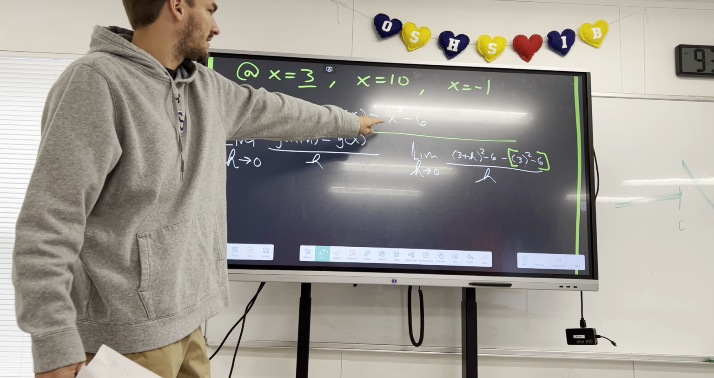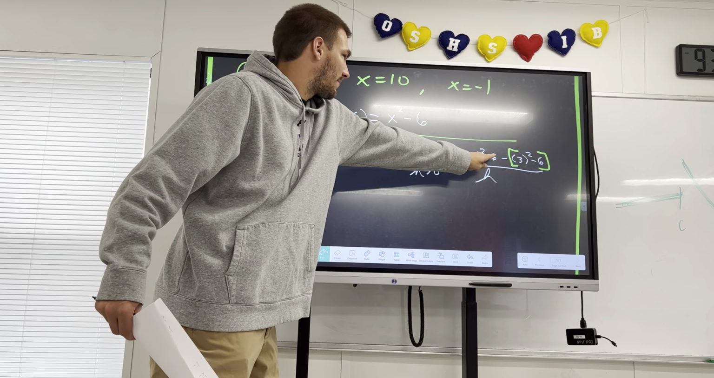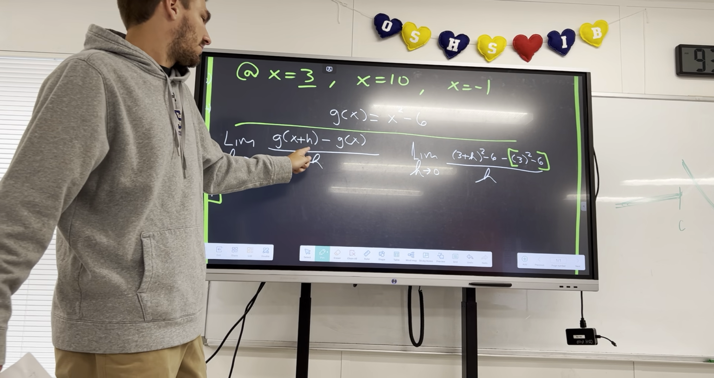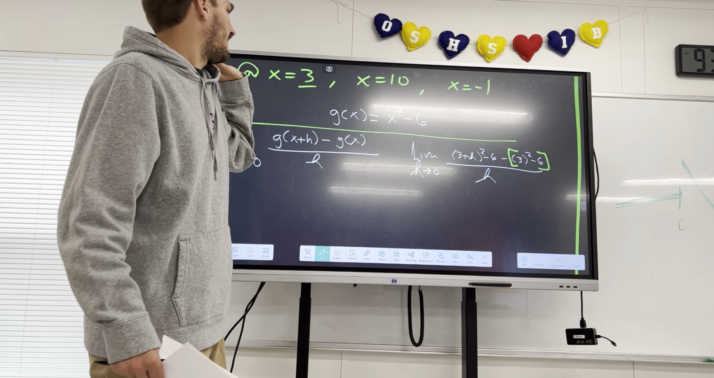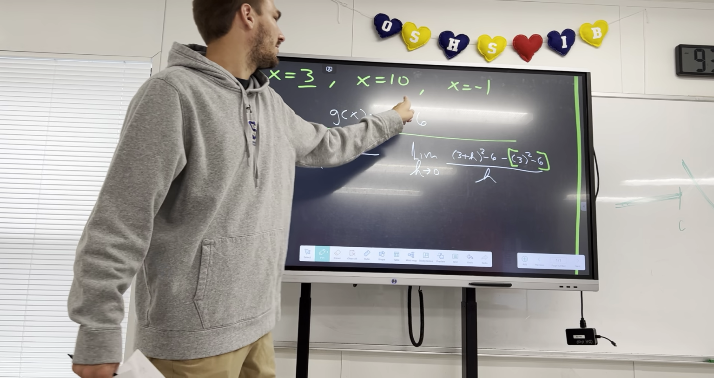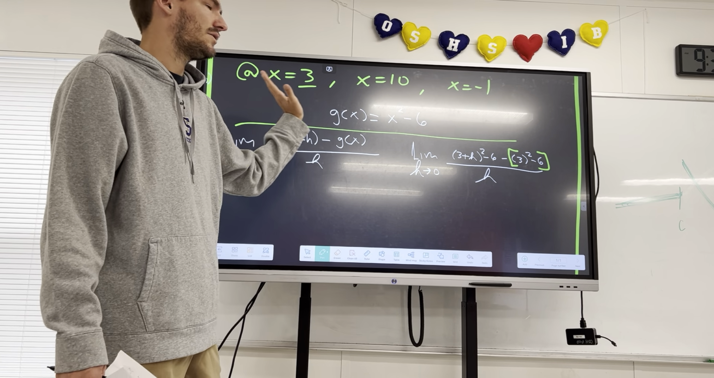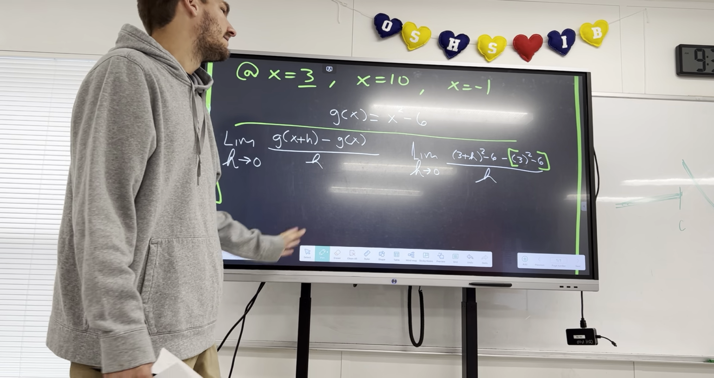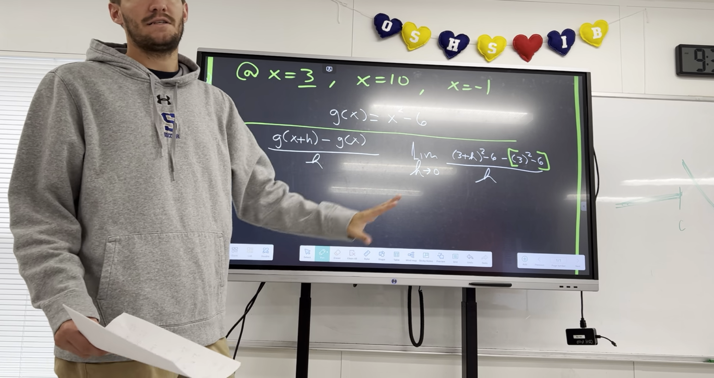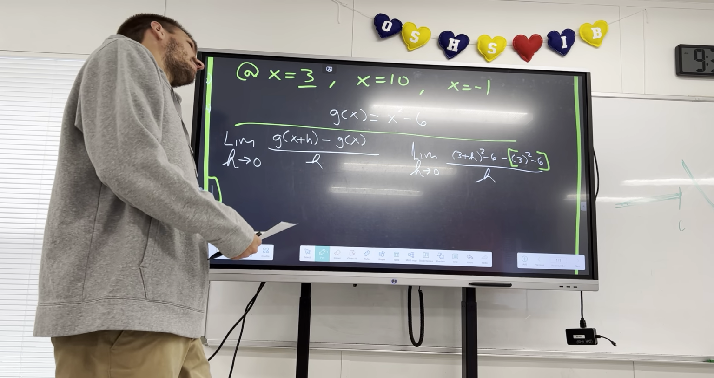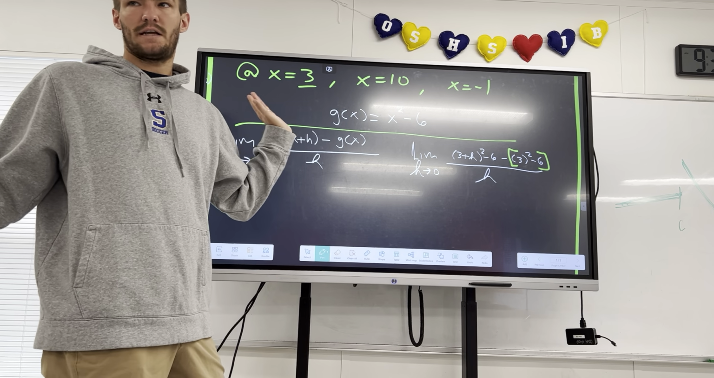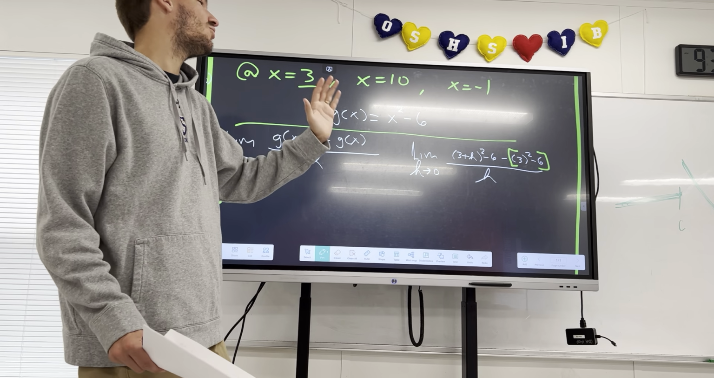We started with g of x, x squared minus 6. We plugged in x plus h, 3 plus h. Then we got to the other side. We used g, x squared minus 6, and we plugged in just the 3. No h on that side. Hopefully now, we're going to do a little bit of simplifying. We're going to have some positive numbers, some negative numbers. They're going to cancel out. This time it's not so easy though.